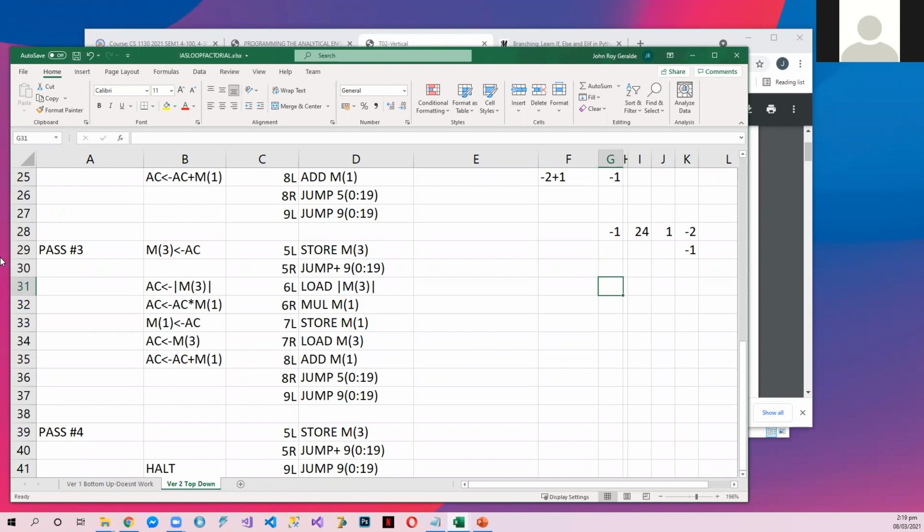Load absolute M3. So M3 is -1, so we'll have 1. Okay. Mul M1. So AC receives whatever it is times M1. M1 is 24. So we have 1 times 24. So this becomes 24. Do you follow? This becomes 24. And we store M1. So we now store the last partial product, which is 24. Do you follow?